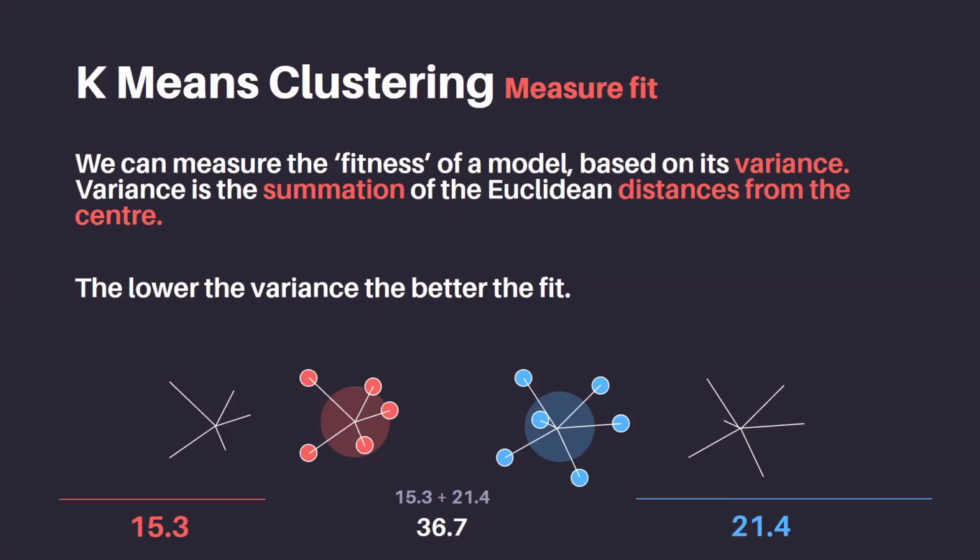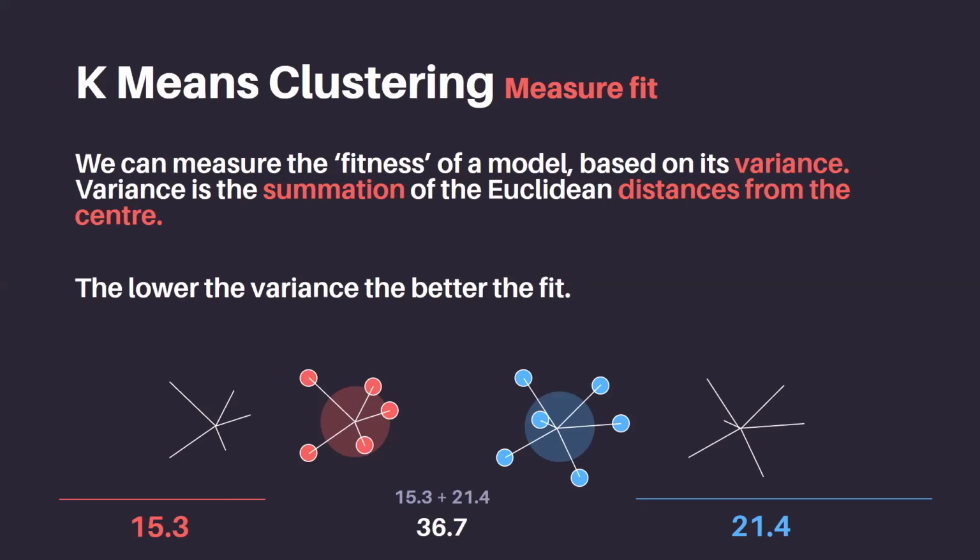The variance I will use is the summation of the Euclidean distances from the centroid, or the center of the group. The lower the variance, the better the fit. So in the example of the red group, I take the centroid and each data point and figure out the distance from the data point to the centroid of the group it represents. I've shown that with the white lines.